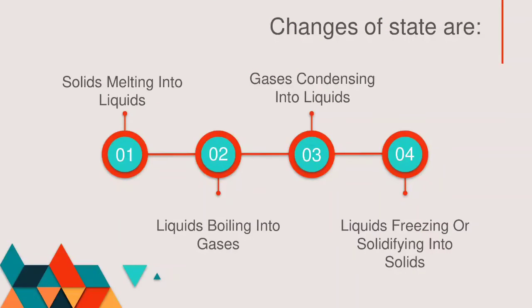State changes. Changes of state are: first, solids melting into liquids, for example, ice to water, rocks to lava, and metal to molten liquid. Second, liquids boiling into gases. Third, gases condensing into liquids, for example, water vapor to dew. And last, liquids freezing or solidifying into solids.